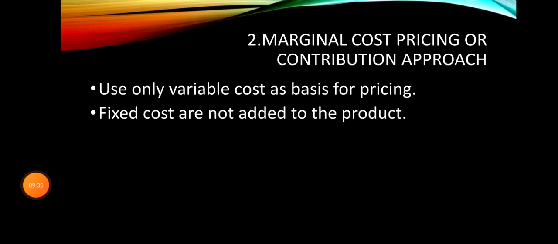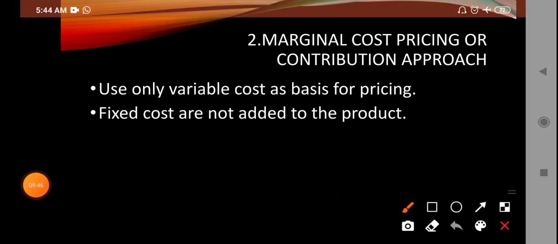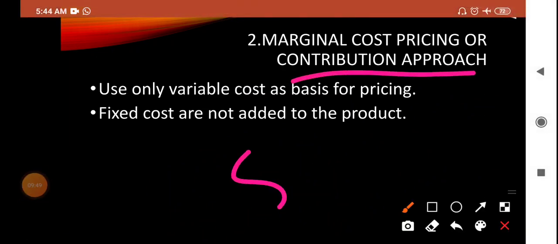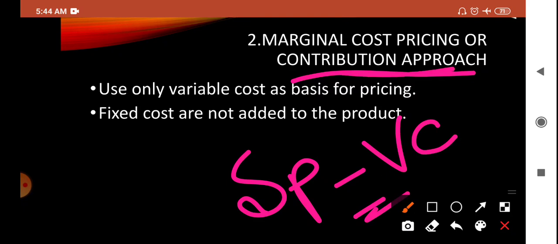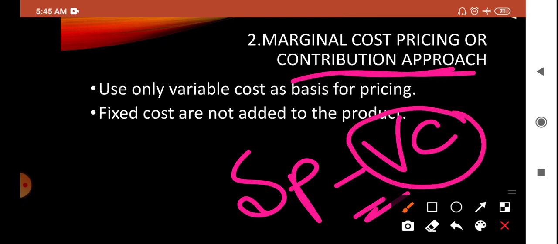Next type is marginal cost pricing or contribution approach. So marginal cost pricing, or it is called contribution. So what is the formula of contribution? Selling price minus variable cost equals contribution. So here marginal cost, in the sense, you just remember that it is all about the variable cost.